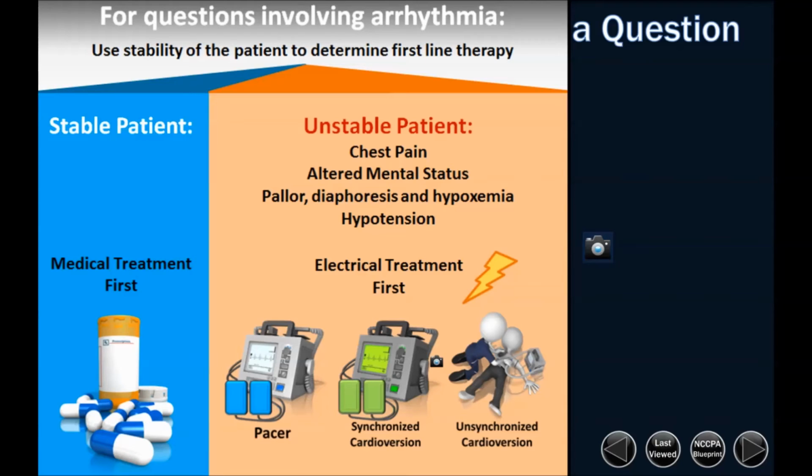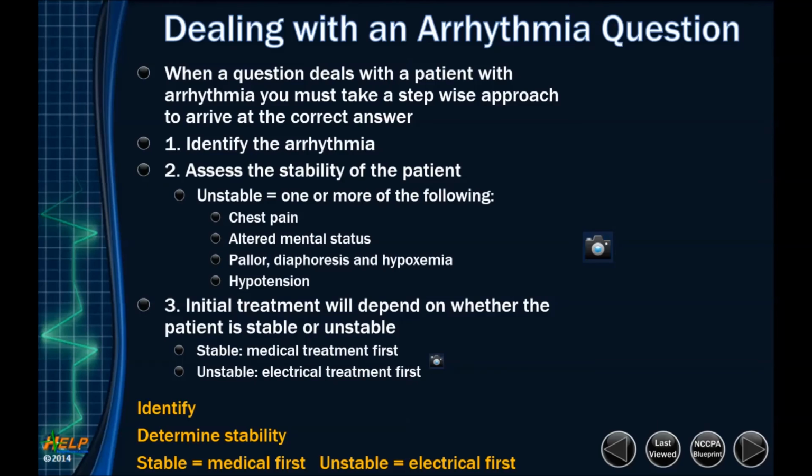If you have a patient in the question who's in cardiac arrest and is in VFib or VTAC in cardiac arrest, you're going to start with unsynchronized cardioversion. If the patient's stable, that's when you can start with a medical treatment.